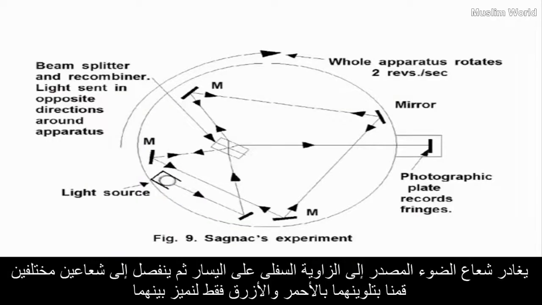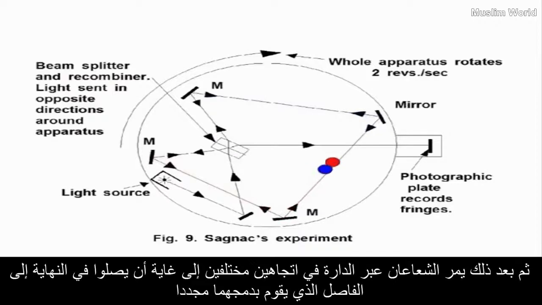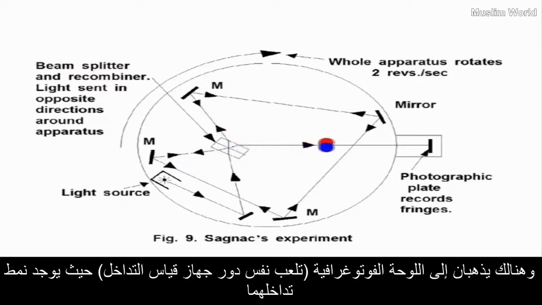A beam of light leaves the light source at the bottom left-hand corner and is split into 2 different beams, which we have coloured red and blue just to distinguish them. They travel round the circuit in opposite directions until they eventually reach the splitter, which also recombines them. There, they then go on to the photographic plate, where they have interference fringes.